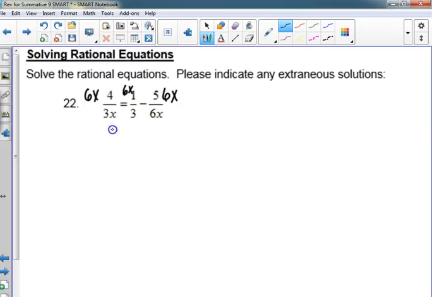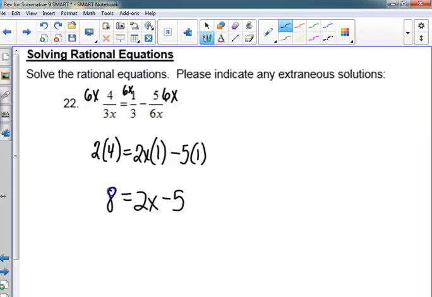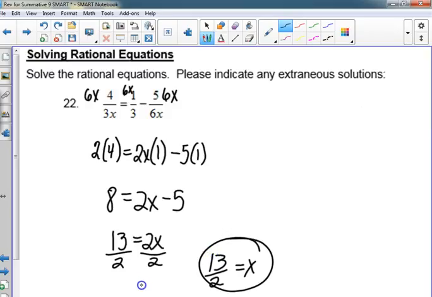6x, 6x. So 3x goes into 6x, and we had a 4. 3 goes into 6x, and there was a 1, which isn't real complicated. And 6x goes into 6x. Okay, so I have 8 equals 2x minus 5. This is where I will get 2/13, Bryce, from someone. Yes. Show your steps. Don't skip steps and then make silly little mistakes at the end.